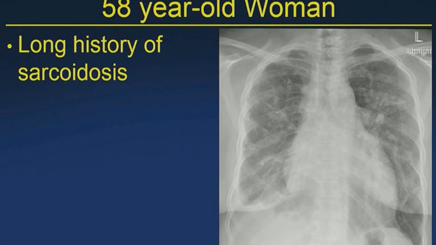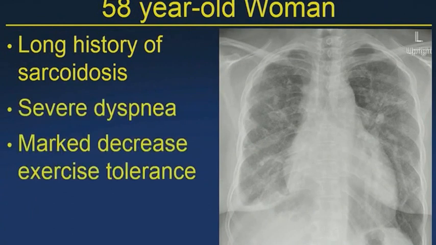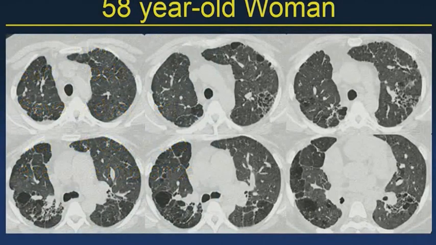Next patient is a 58-year-old woman with a very long history of sarcoidosis. I think it went back 20 years or so. She developed increasingly severe dyspnea and marked decreased exercise tolerance, and she had this chest radiograph. You can see that her cardiac silhouette is enlarged. She has a small right pleural effusion, which is not all that common in patients with sarcoid, but otherwise has a typical upper lobe pattern of fibrosis we see in patients with advanced sarcoid.